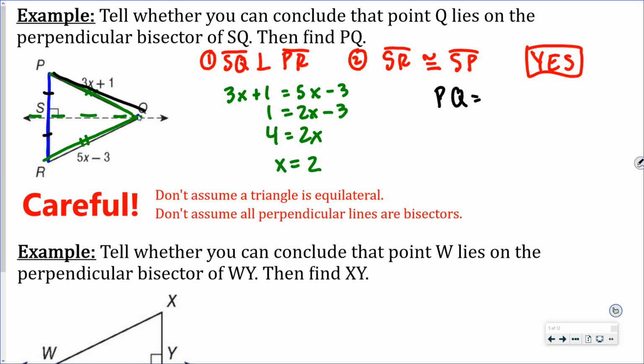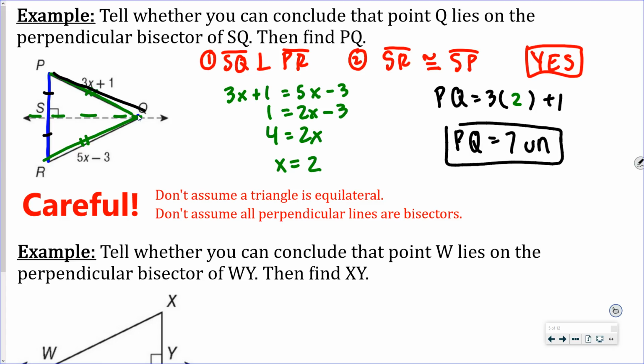Well, we know PQ is 3 times X plus 1. And now we know X is 2. So that's going to help me find PQ. PQ is 7. What would my units be on this? Units. We're talking about a length. We're not talking about an angle. Don't put degrees on a length measure.